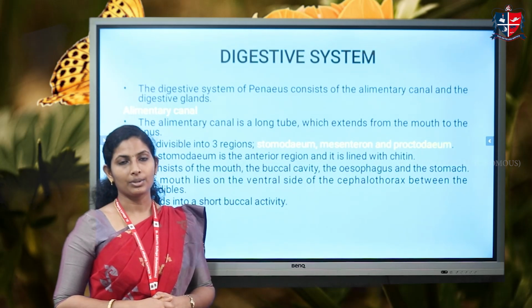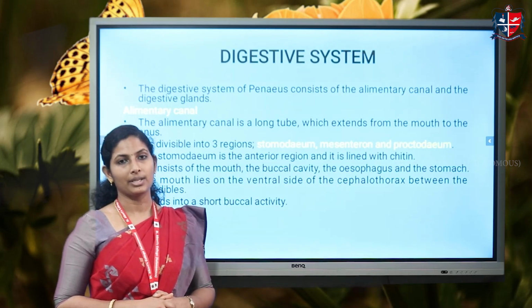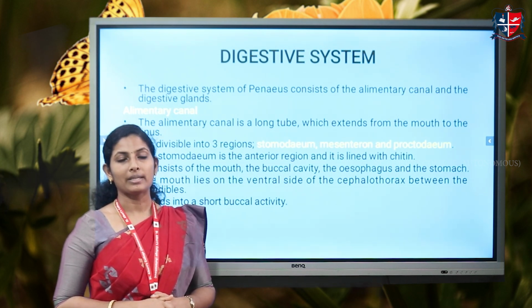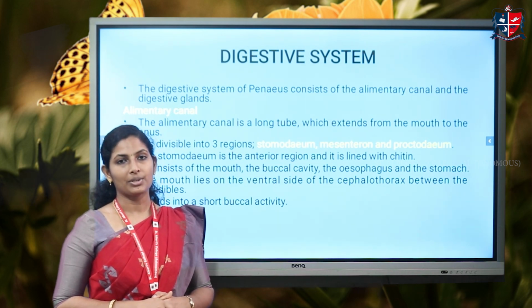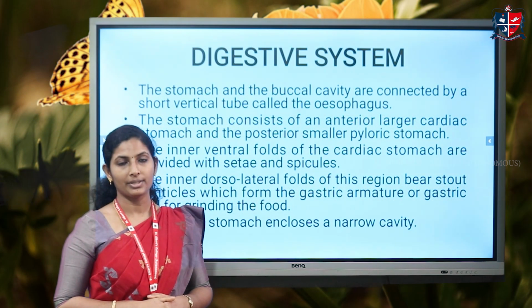The alimentary canal is a long tube which extends from mouth to anus, and it is divided into three regions called stomodeum, mesenteron, and proctodeum. Stomodeum is the anteriormost region, which is provided with a lining of chitin. It contains the mouth, buccal cavity, esophagus, and the stomach. The mouth is located on the ventral side of the cephalothorax, situated between the mandibles, and this mouth leads to a short buccal cavity. The buccal cavity and the stomach are connected by a small vertical tube called the esophagus.